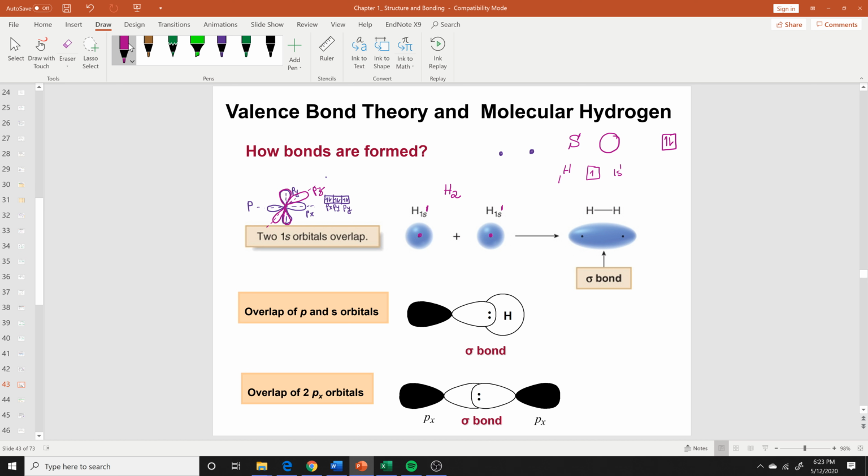So 1 electron in the s, 1 electron in the s. They can overlap with each other. If they overlap with each other, they make a sigma bond. So this is the first method of making a sigma bond, by the overlapping of 2 s orbitals.